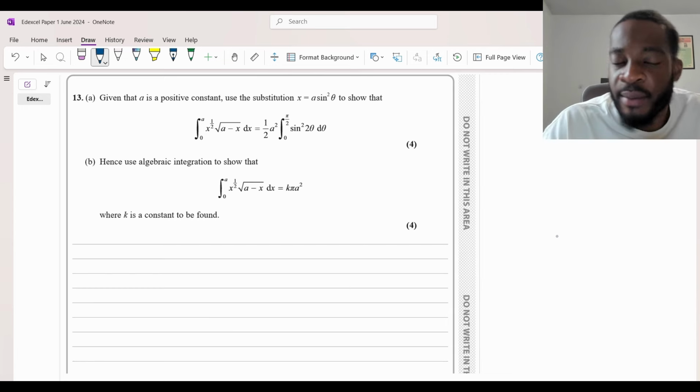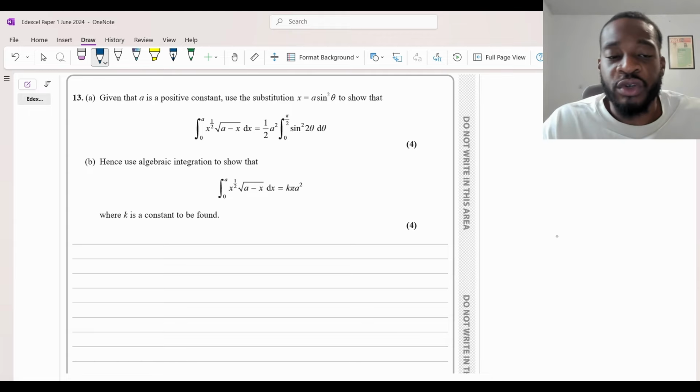So how do we start this? Remember, the whole point of substitution is you have an integral in terms of x that you don't like, you use a change of variables, typically u, but in this case it's theta, to change this integral to something that you are able to integrate.